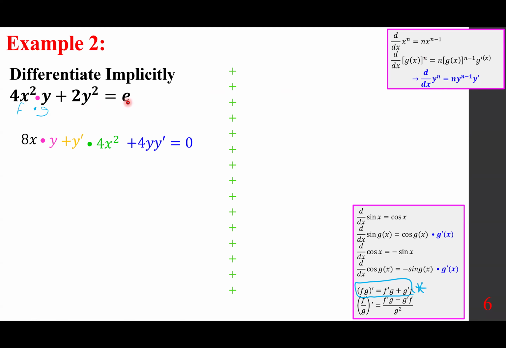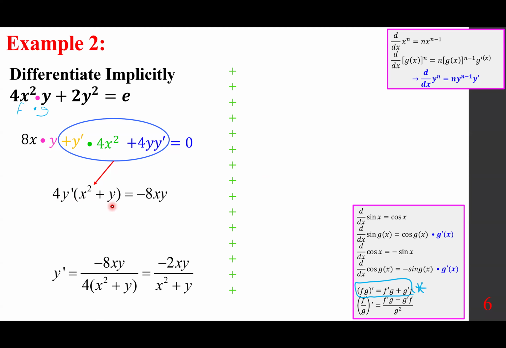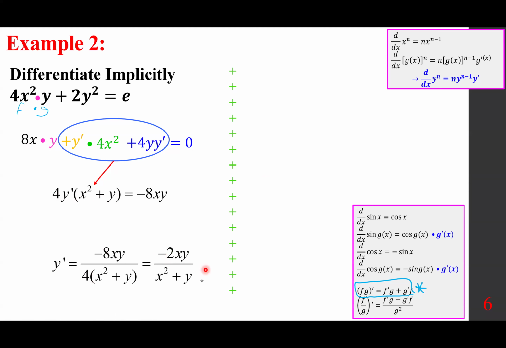Any number results in 0. Since we are solving for y prime, we keep these two together by taking the 4y prime out, factor it out, and move this one to the other side. If we divide by 4 times x squared plus y, then the minus 8 cancels out, the 4 becomes negative 2, and y prime is negative 2xy over x squared plus y. That is the final answer, everybody.